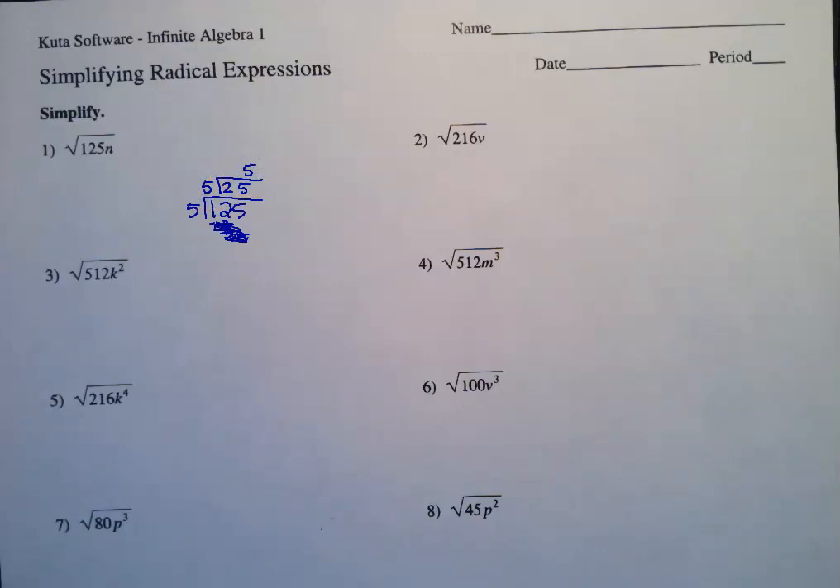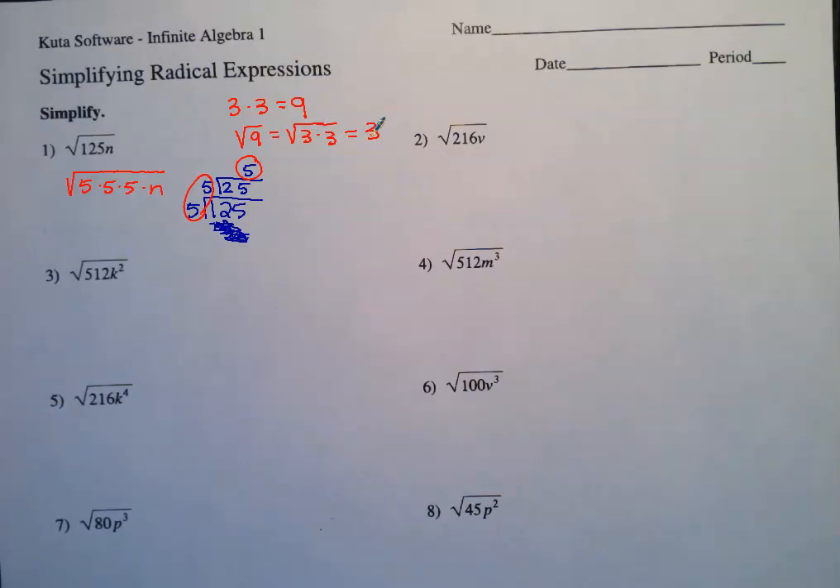So once we have two of the same number, because this is saying the square root of 5 times 5 times 5 times n. Let me write it like that. So we have 3 5s under the square root. But you have to remember the square root is the opposite of squaring a number. Like 3 times 3 equals 9. The square root of 9 equals the square root of 3 times 3, which is why the square root of 9 is equal to 3.